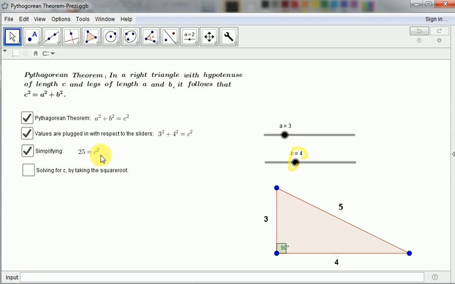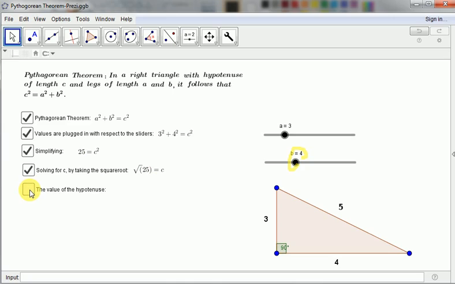Now 25 equals C squared, but I want to know what C is, what my hypotenuse is. So to solve for C, we must take the square root of both sides. So we go ahead and show that the square root of 25 equals C.